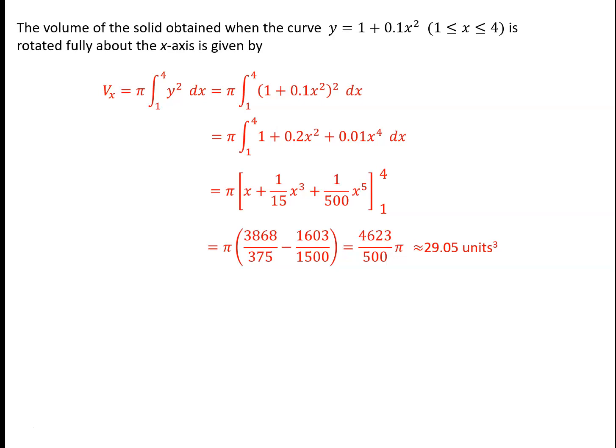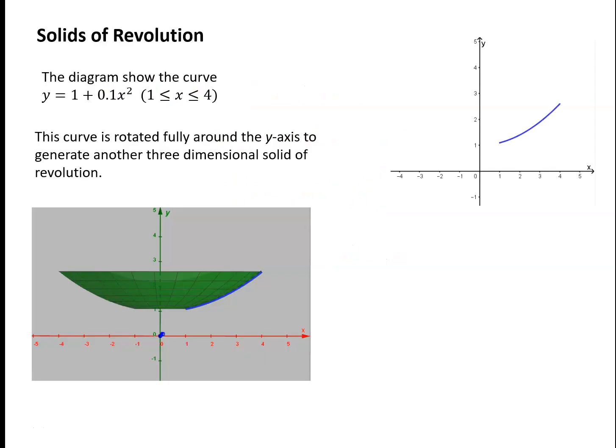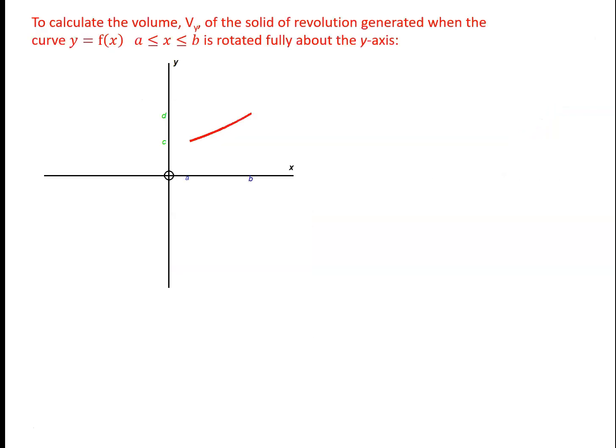But what happens if instead of rotating about the x-axis, we rotate about the y-axis? Well, the resulting solid is shown in green in the second diagram on this screen. Completely different shape from the previous one. How are we going to evaluate its volume? Well, we're going to do very much the same thing, except this time, instead of taking strips parallel to the y-axis, as we did in the previous case, we're going to take strips parallel to the x-axis.